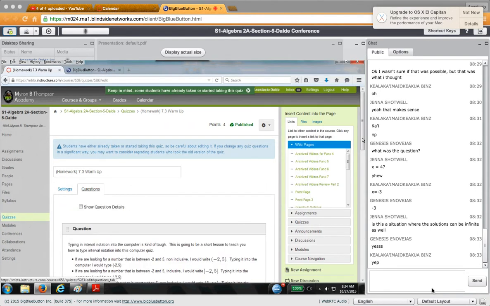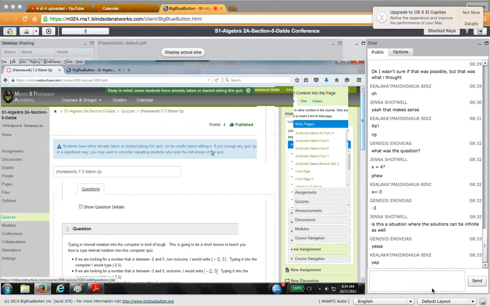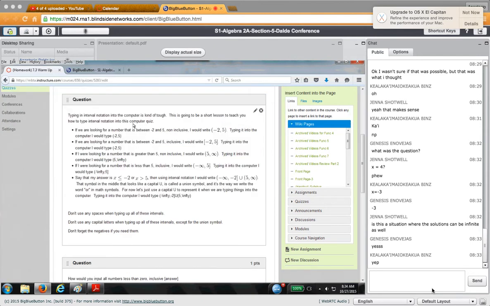All right, let's see. Typing interval notation on a computer is kind of tough. This is going to be a short lesson to teach you how to type interval notation. If we were looking at a number between -2 and 5, non-inclusive, we would write -2, 5, with parentheses on the side because I said non-inclusive. It doesn't include -2 and 5. Typing this into the computer, you would simply type in the parentheses -2, 5, close parentheses.